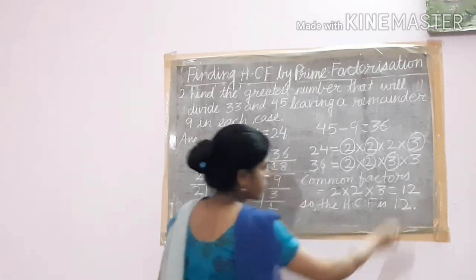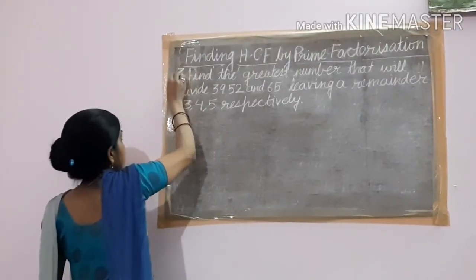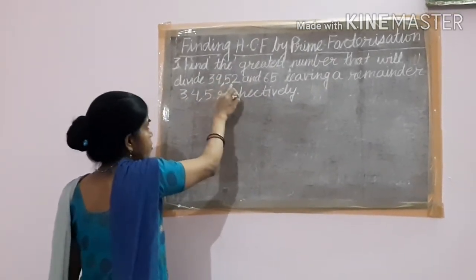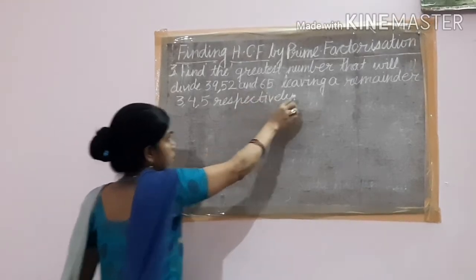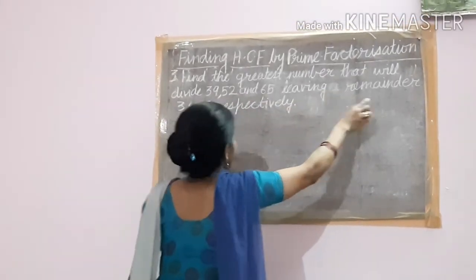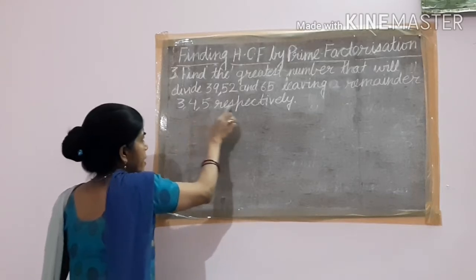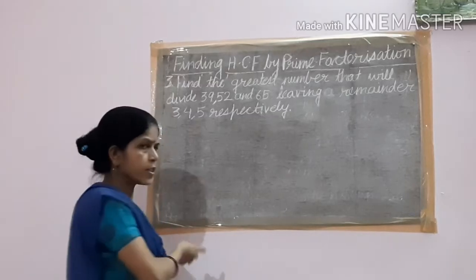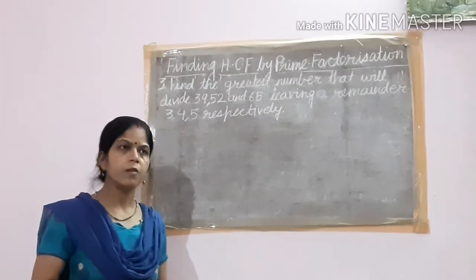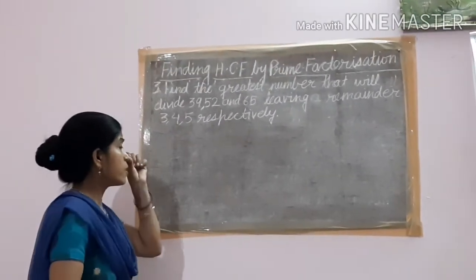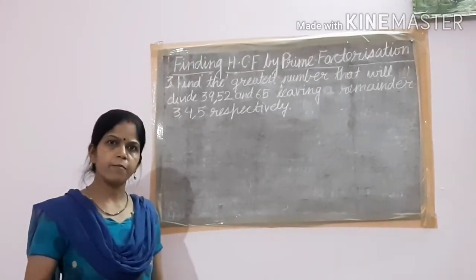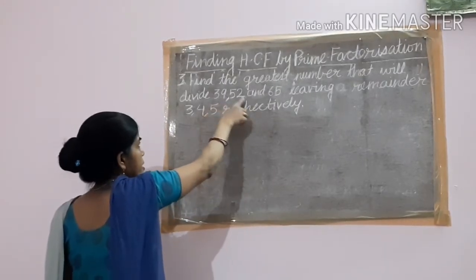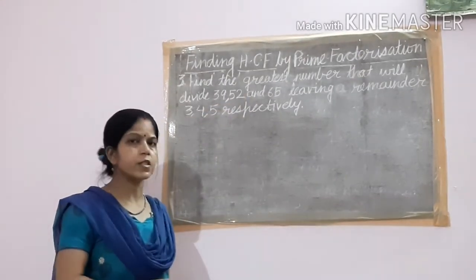The third question: find the greatest number that will divide 39, 52 and 65, leaving remainder 3, 4, 5 respectively. So this question somehow looks like the previous question which I have just now solved, but in the previous question the remainder was the same for both the numbers, but here the remainder is different for these three numbers. So we have to find the required number.